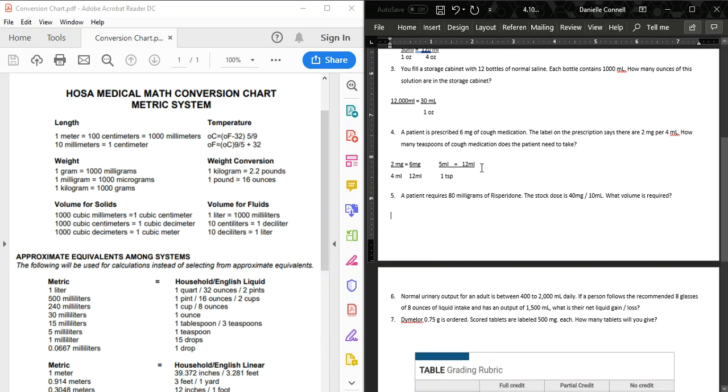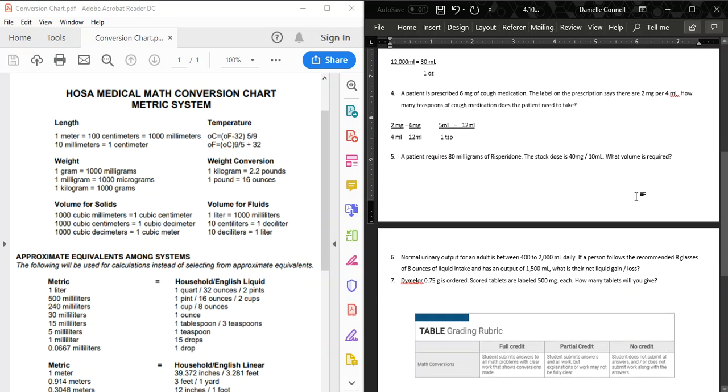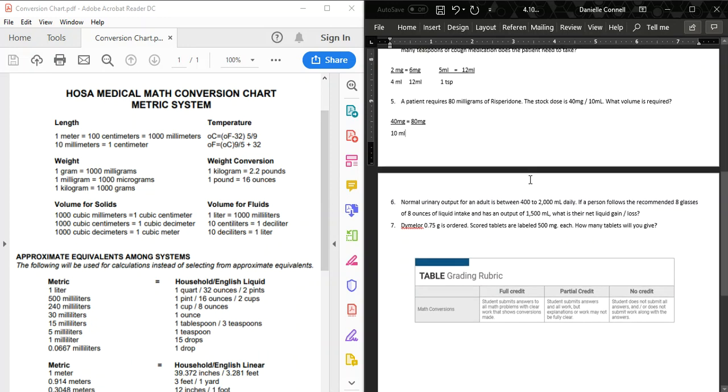Number 5, a patient requires 80 milligrams of risperidone. The stock dose is usually something that we should know for our conversions: 40 milligrams per 10 milliliters. I'm just going to write that because I know I'm going to need it. What volume is required? So again, this is going to be a simple one. We're already in milligrams. We just need to know milliliters for the volume. So we're going to put like with like and cross multiply and divide. 80 times 10 divided by 40. Okay, that one's a simple conversion.